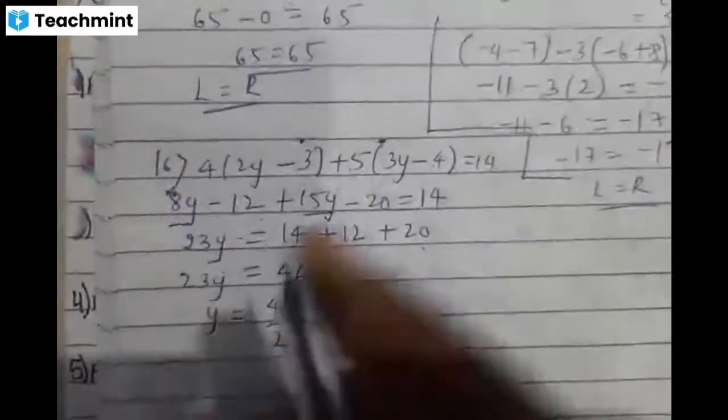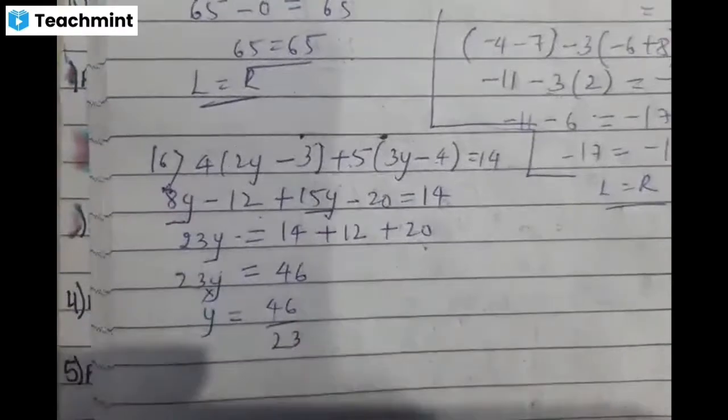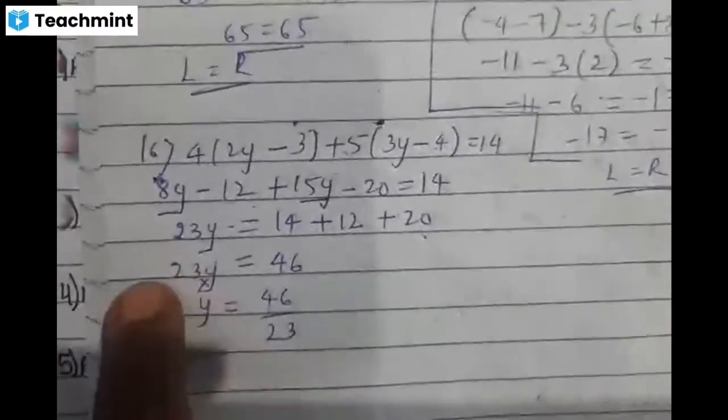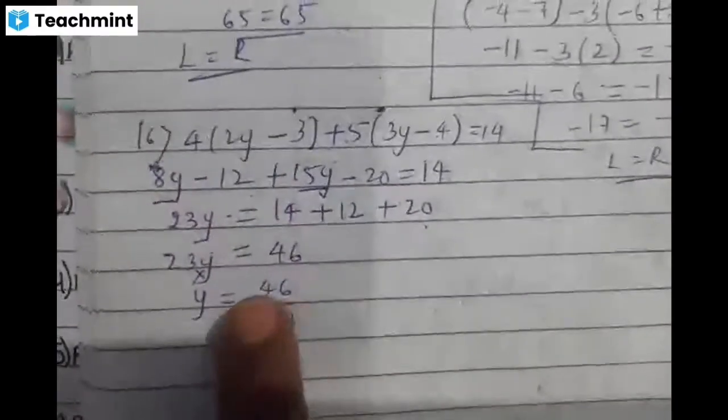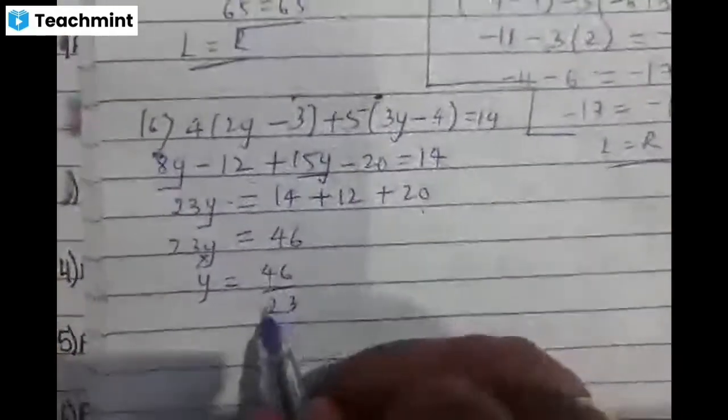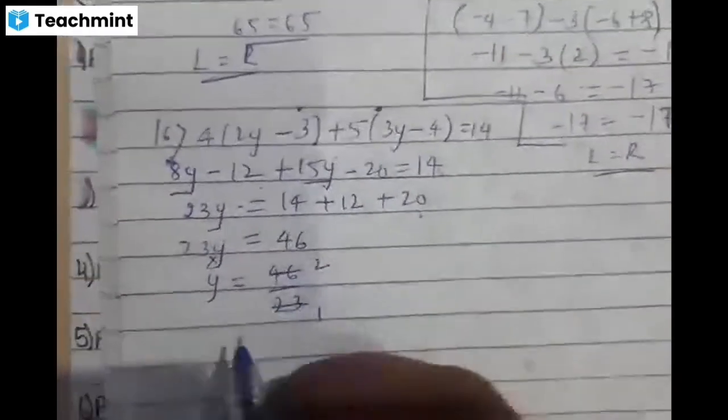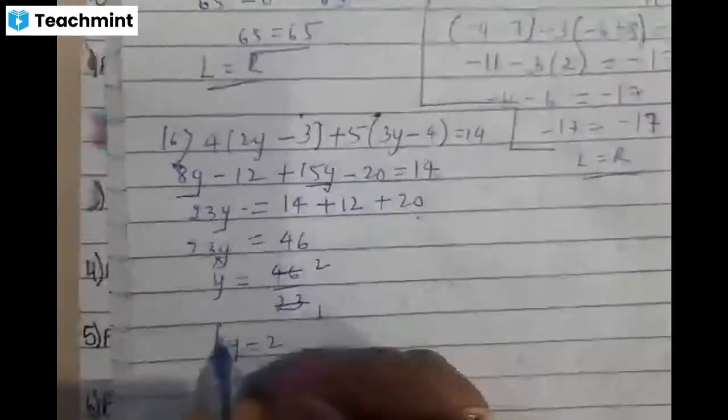See what I have done? 23y is nothing but 23 into y. When I send the 23 to the right hand side, it will become divided by 23. 23 ones are 23, 23 twos are 46. Y is equal to 2.